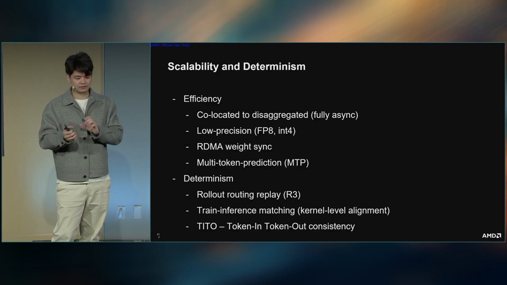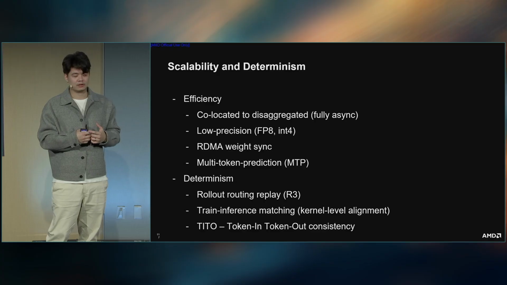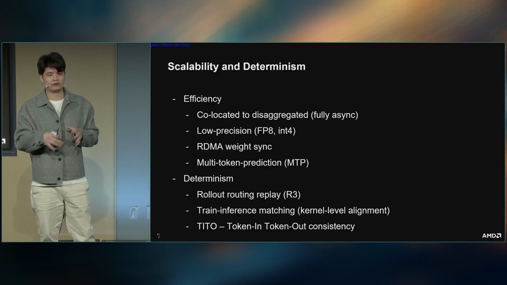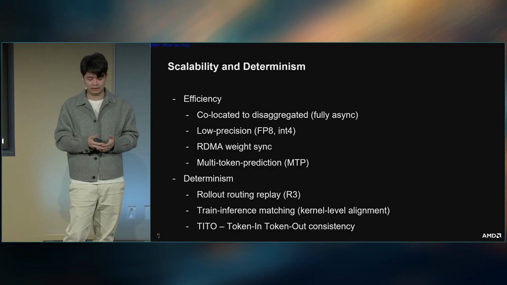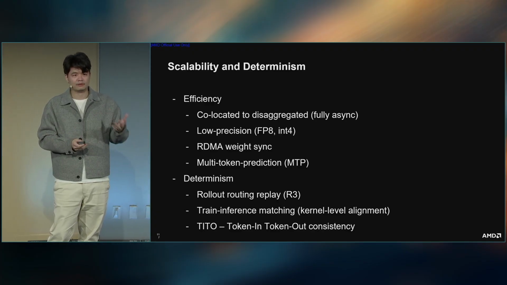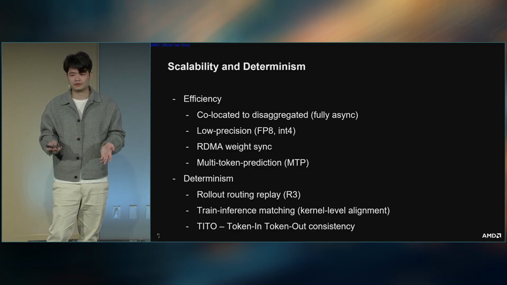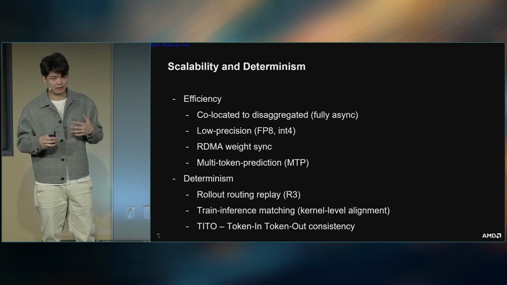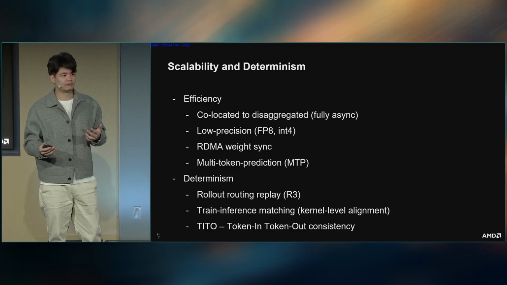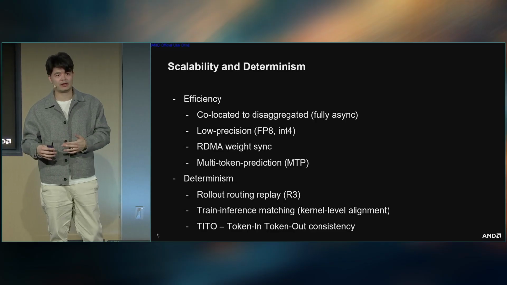So it will also cause some mismatch and even degrade your final model accuracy. So this is overall what our Miles framework provides: these features allow you to scale up your RL training, improve the efficiency, and at the same time guarantee determinism.